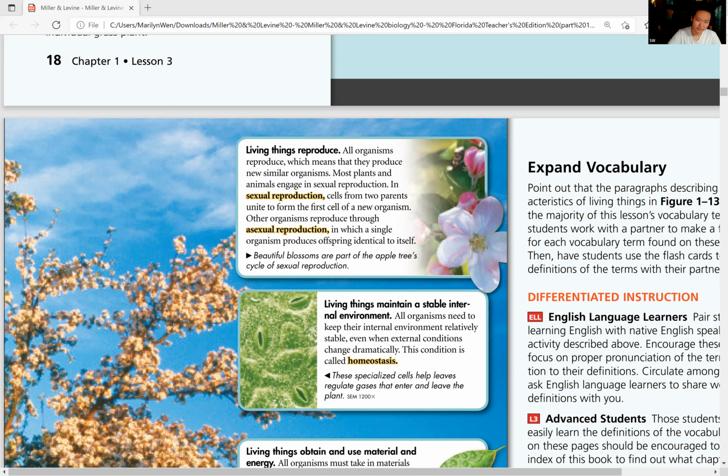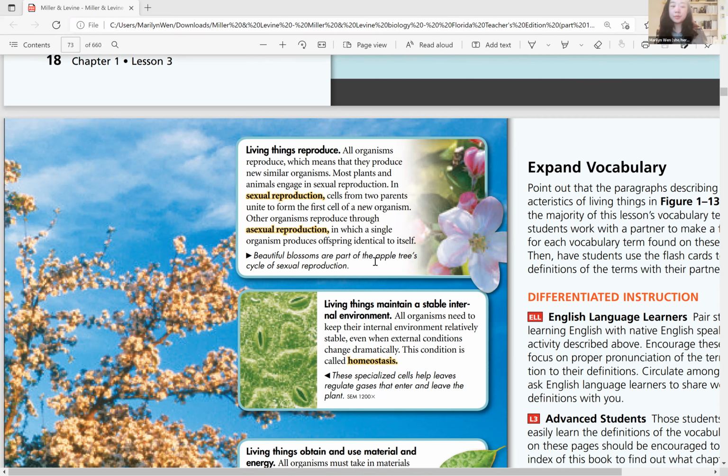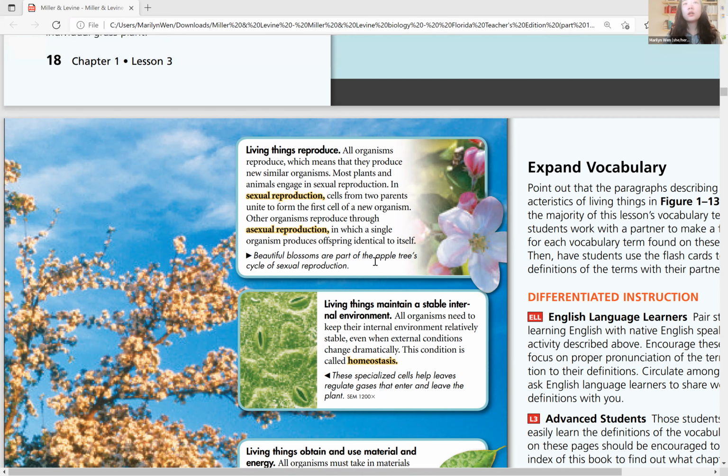Perfect. The first one you just read is about reproduction. Can you rephrase reproduction in a more common word? They'll have children. Yeah, correct. So what is sexual reproduction versus asexual reproduction?